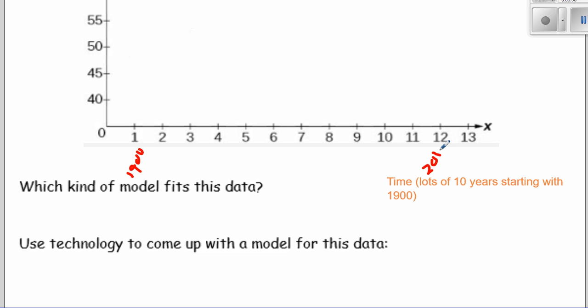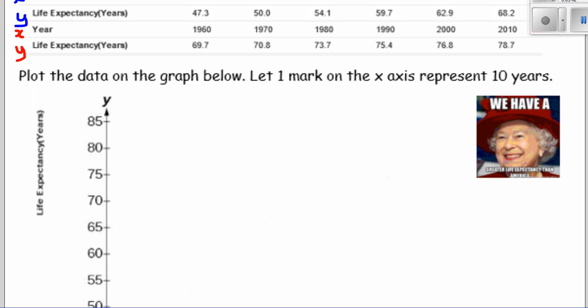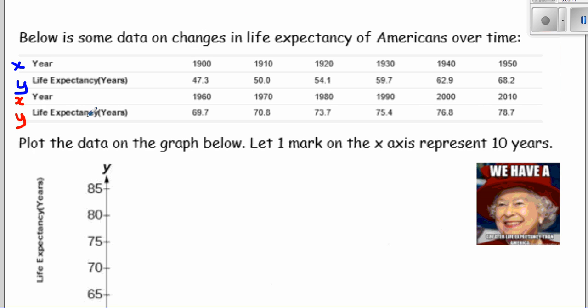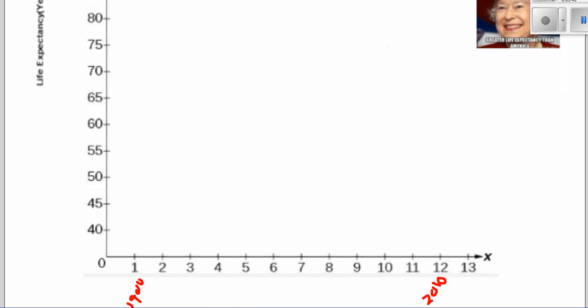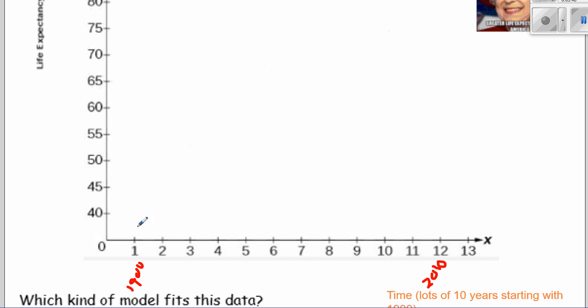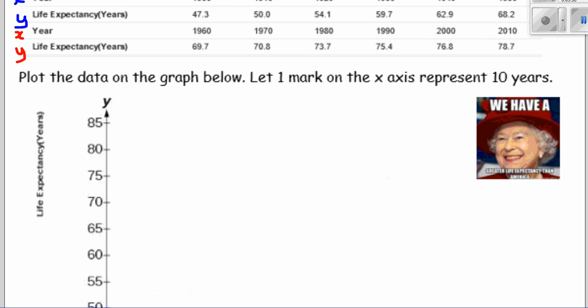So now we're going to plot the data. The first point, 1900, is at 47.3. So I've said 1900's here at point 1, 47.3. It's going up 40, 45, 47.3, could be about halfway, about there. Feel free to pause and do it yourself and just check it at the end. Does it look roughly like mine?